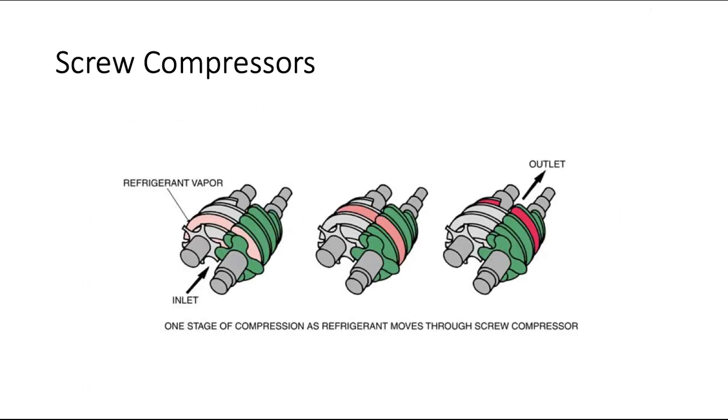So, one stage of compression as a refrigerant moves through the screw compressor is what this diagram is showing you. You have the inlet where the refrigerant vapor comes in. Then as the screws turn, it moves through the screws into smaller and smaller spaces, until it's compressed into a high pressure vapor on the outlet side of the screws.